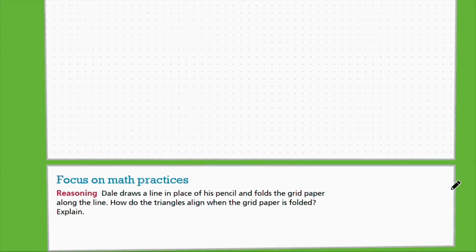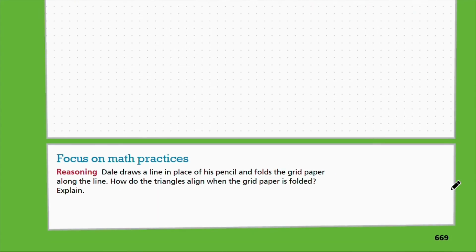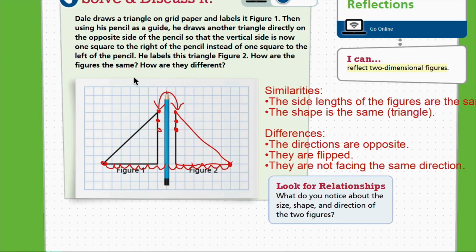So let's move on to focus on math practices. Dale draws a line in place of his pencil and folds the grid paper along the line. How do the triangles align when the grid paper is folded? Explain. So if we look at this example, he's going to fold it by the pencil.